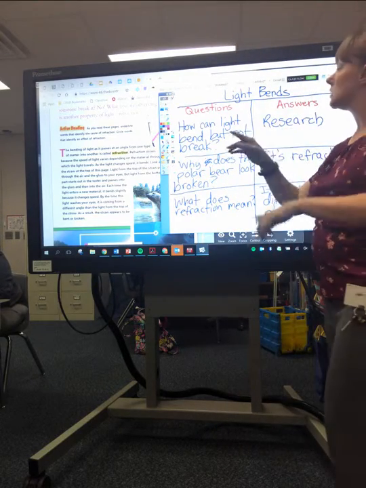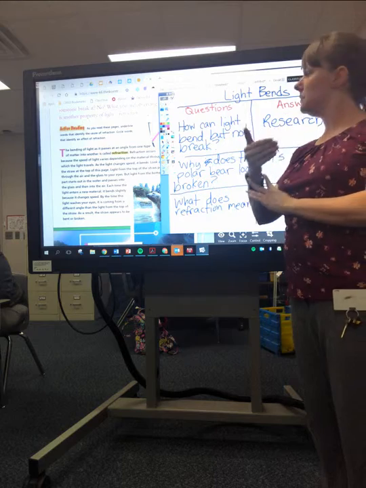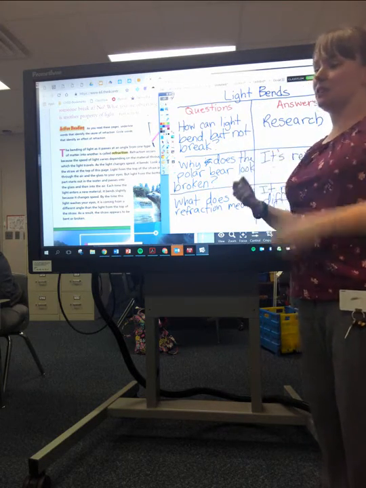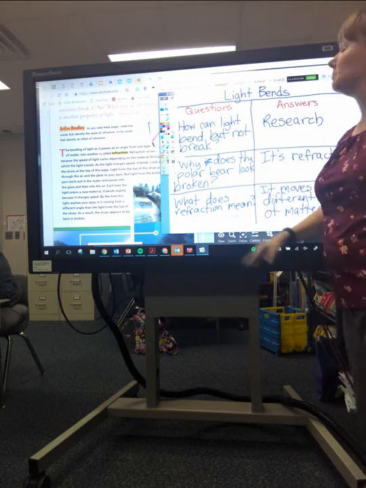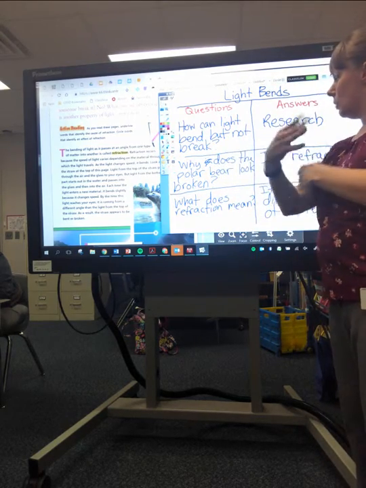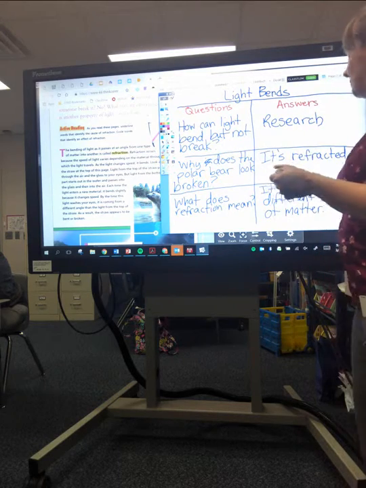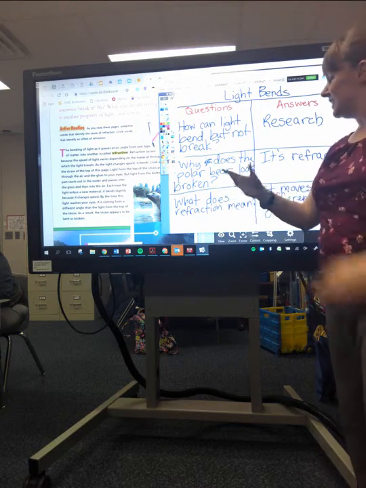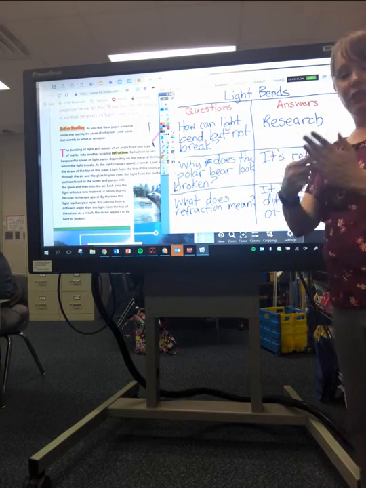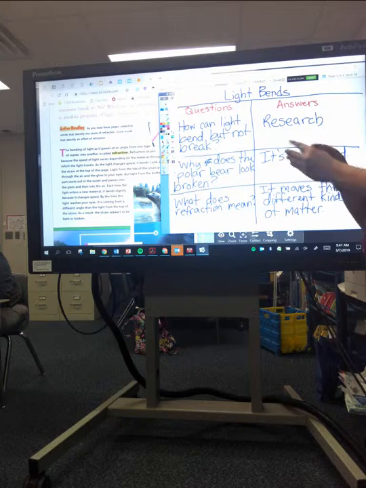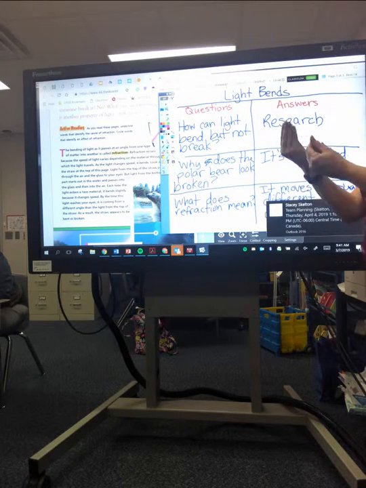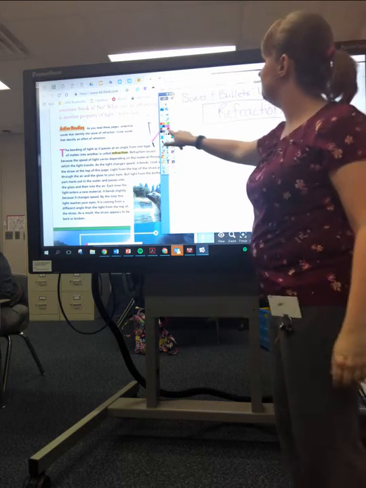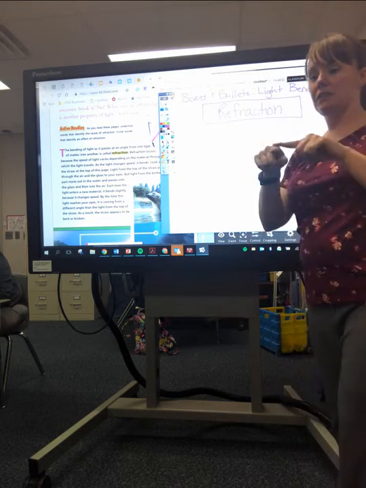Just as a reminder, light bends. Questions. Can light bend but not break? We don't know yet. Why does the polar bear look broken? It's refracted. Oh, refracted. What does refraction mean? It moves through different kinds of matter. So here's my box.